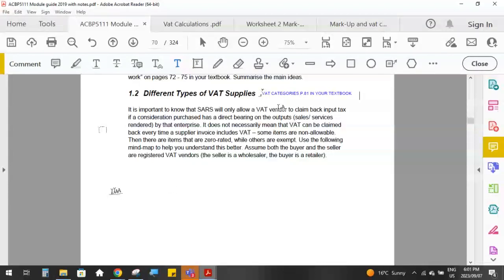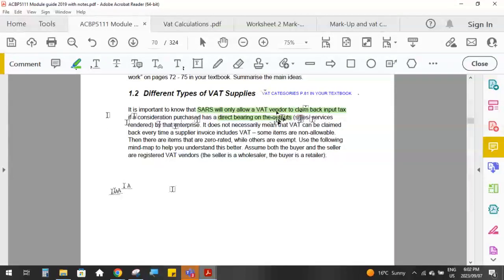Okay, so over here where we've got different types of VAT suppliers, SARS will only allow a VAT vendor, so that means someone registered for VAT, to claim back input tax. So remember, input tax is the VAT that you've paid on the purchases that you made. If that item that you've purchased has a direct bearing, in other words, is directly related to whatever business you are engaged in. So in other words, it must be directly related to the outputs that your business produces in order to sell its goods or its services onto your own customers.